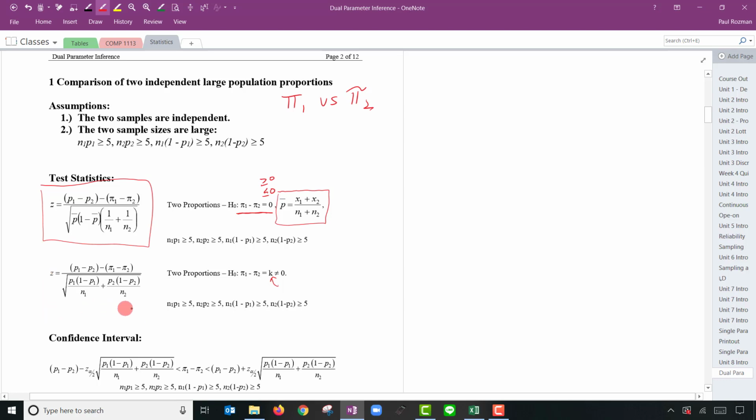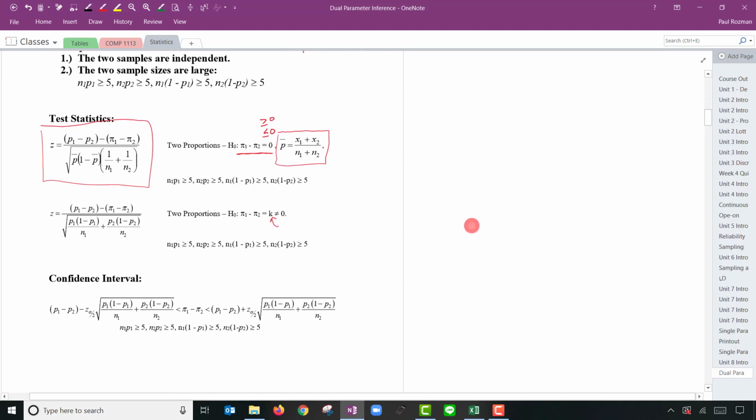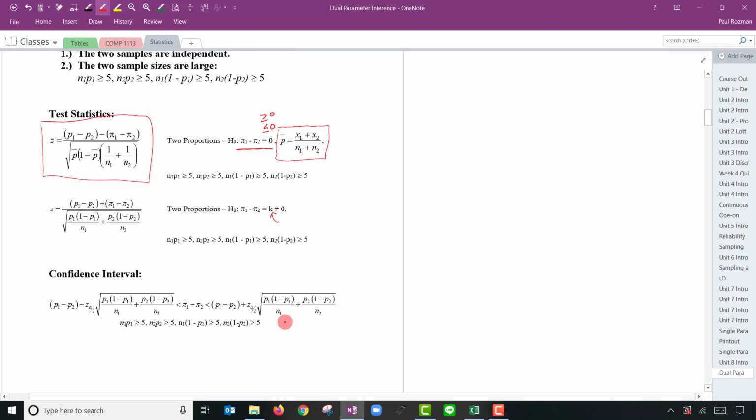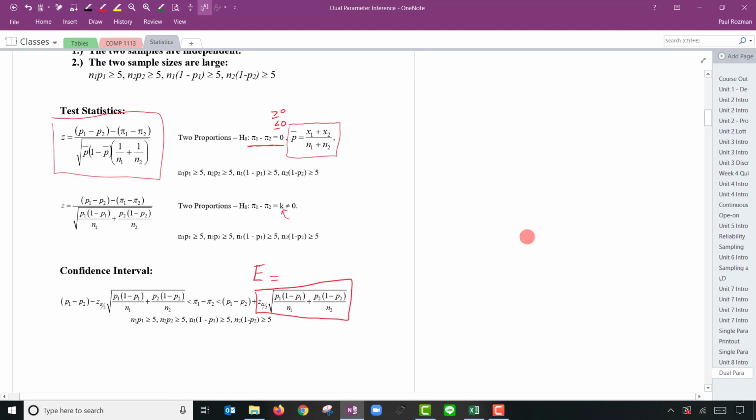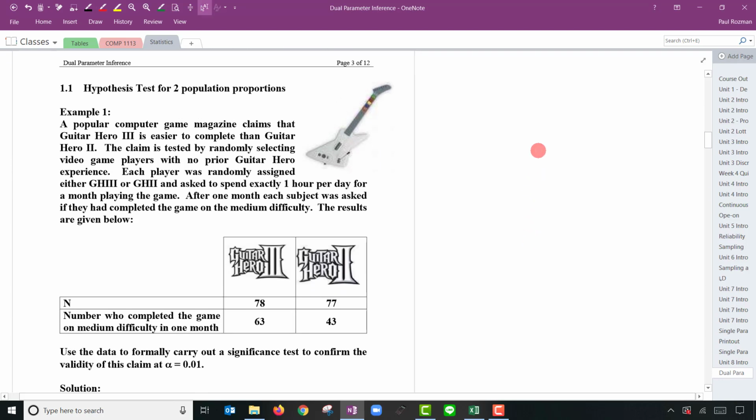Notice we're still using z-scores. As long as sample size is large enough in proportions, we can use a normal distribution. We can set up our confidence intervals using the standard error formula too, where E is just this piece of the formula. Again, same conditions apply. We'll just do a bunch of examples now, and we'll see how this all works out. These are computationally slightly more intensive, but not too bad. Here's a little example.